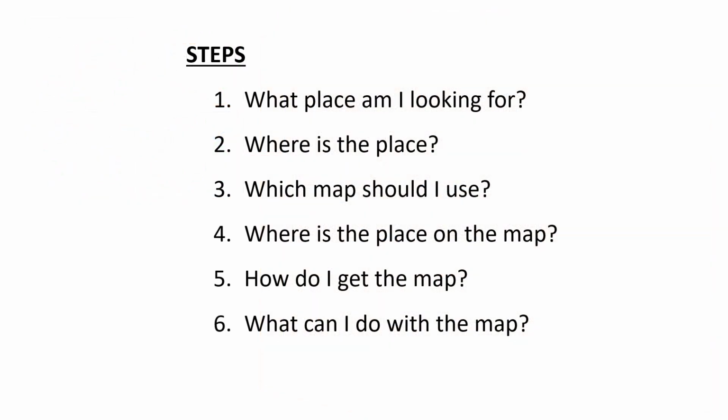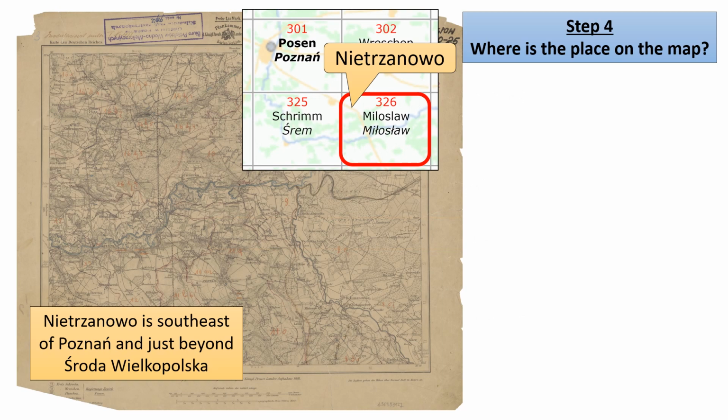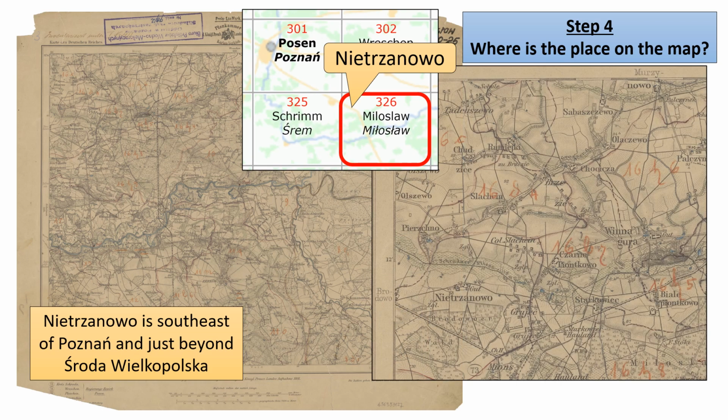Now that we have a map that should show Niechanovo, let's find the place on the map. We know about where Niechanovo should appear on the Miłosław map, so let's zoom in on the upper left quadrant of the map. And here it is, just where we expected.